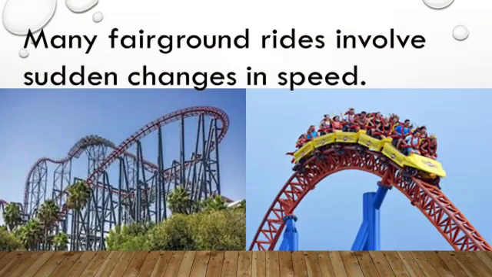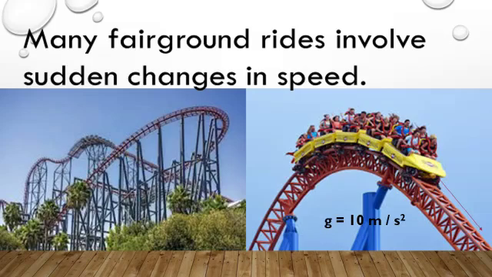Many fairground rides involve sudden changes in speed. The picture shows the roller coaster. What are the forces at work in a roller coaster? If you are falling downwards, it is the gravity that affects you. This gives you an acceleration of about 10 meters per second square. When the brakes slam on, the gravitational force may be greater. The brakes make use of the force of friction.